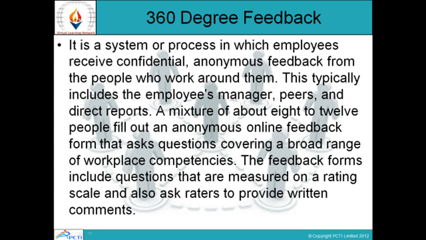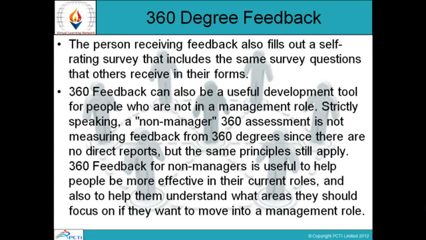The feedback form includes questions that are measured on a rating scale. So that is one of the basic introductions to the 360-degree. 360-degree feedback is basically online feedback; the online method is very comfortable and good for the 360-degree feedback method, because we have to collect this feedback from each and every member related to that particular person. So it could be 8 or 12 people related to the person, and they fill in the forms.